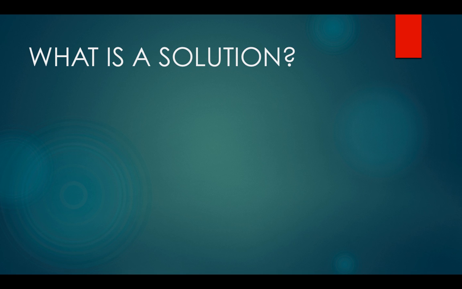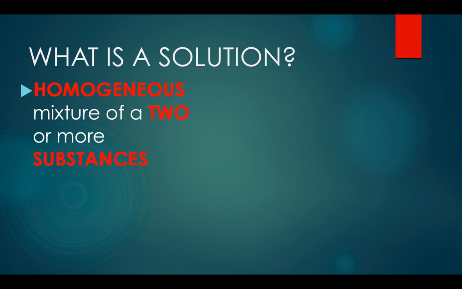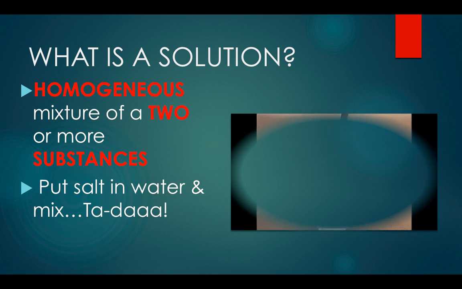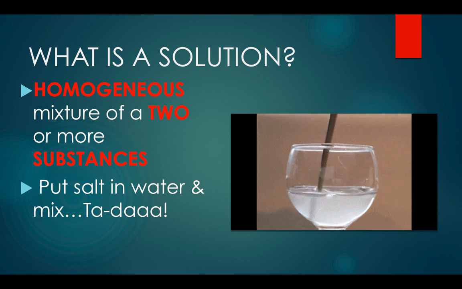What is a solution? Well, in chemistry, a solution is simply a homogeneous mixture of two or more substances. So if you were to put salt into a glass of water and stir it, you'd end up with salt water. That's a solution. It's a homogeneous mixture of salt and water. Once they're combined, everywhere in the container, you're going to find both salt and water. Fair enough?